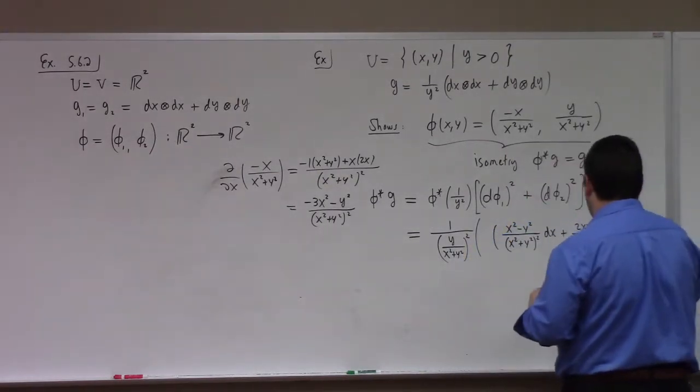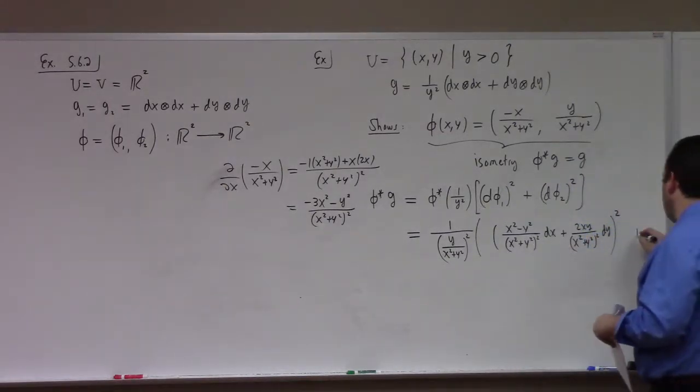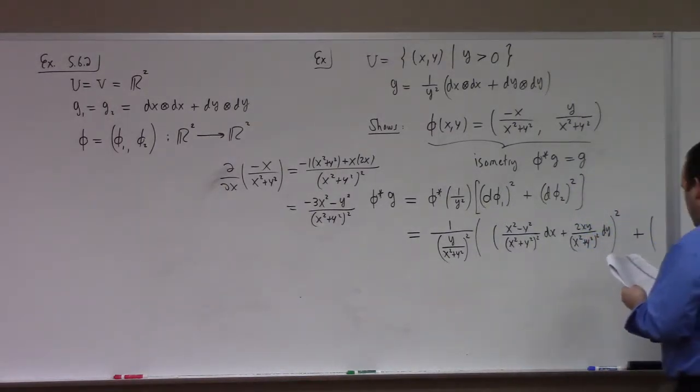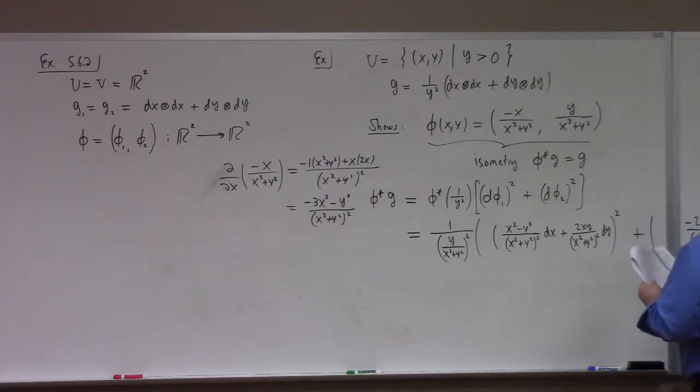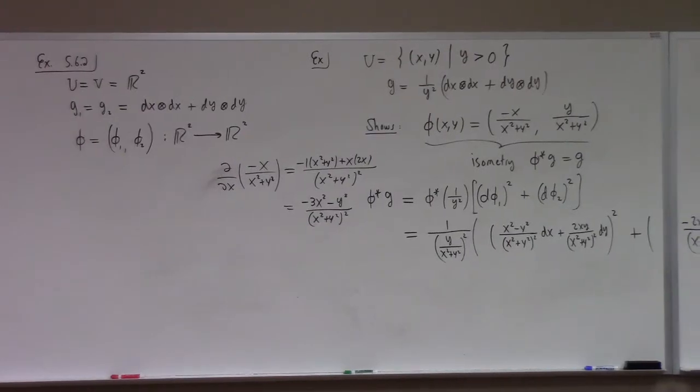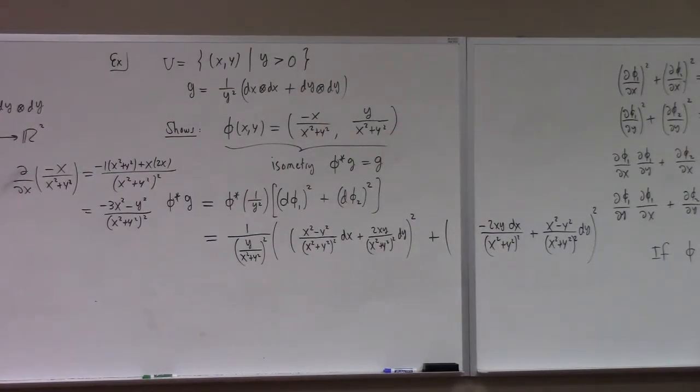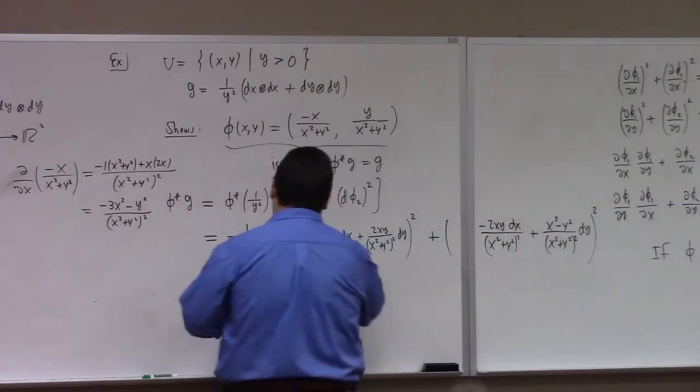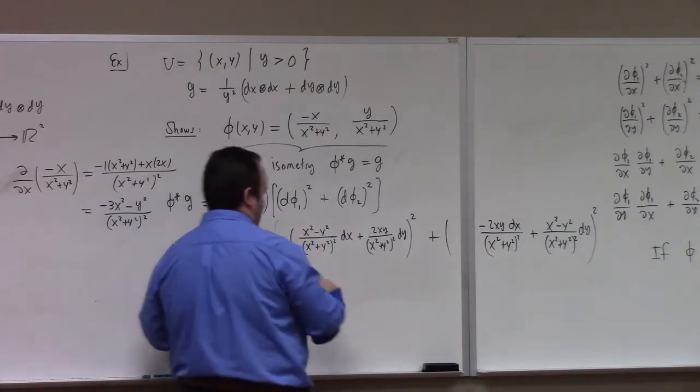dy. Now, you square that in the tensor sense, and then the d phi 2 is minus 2xy dy over x squared plus y squared squared plus x squared minus y squared over x squared plus y squared squared. That's not a dy, that's a dx. That's a dy. That squared. It looks so small on the page.